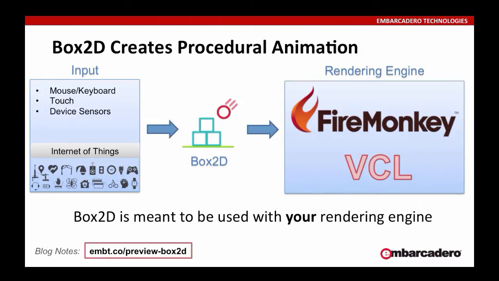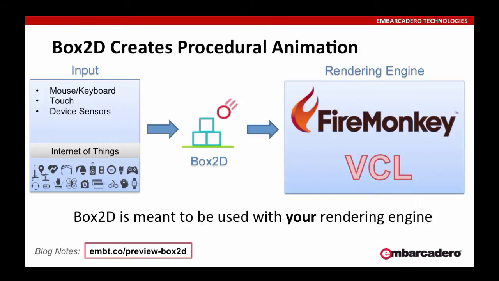Box2D is a physics engine. Put another way, it procedurally animates objects according to the laws of classical Newtonian physics. At the end of the day, Box2D is calculating positional information, including x and y coordinate and rotational values, over time. This positional information is used by the rendering engine. In our case, this means setting positional and rotational properties of VCL and FireMonkey components.